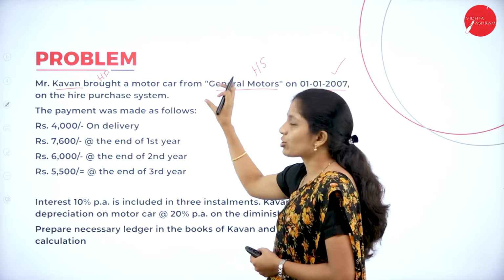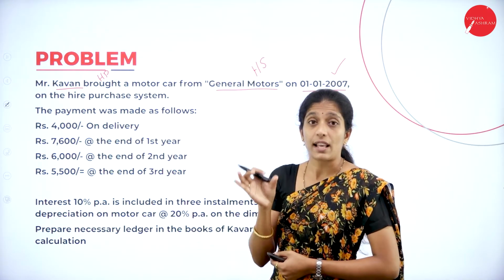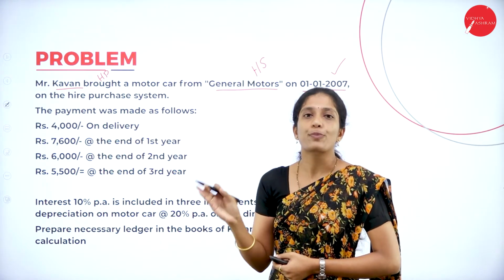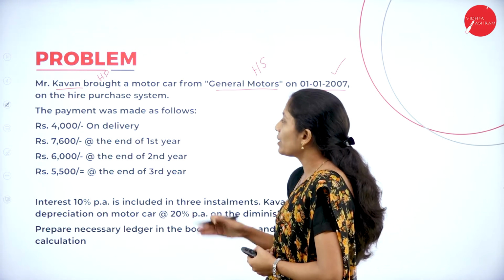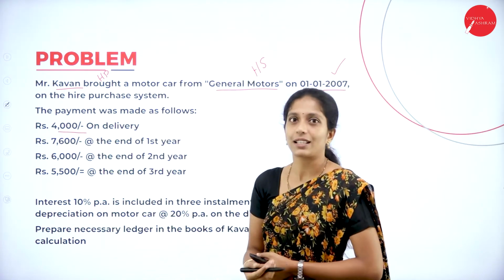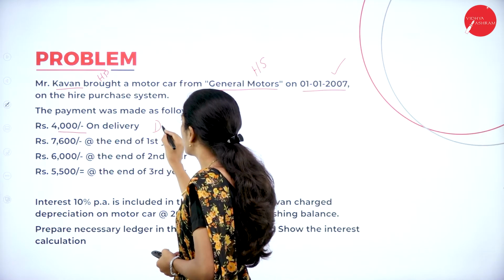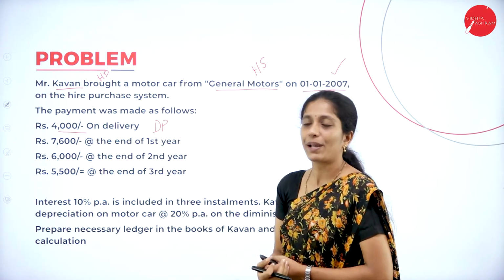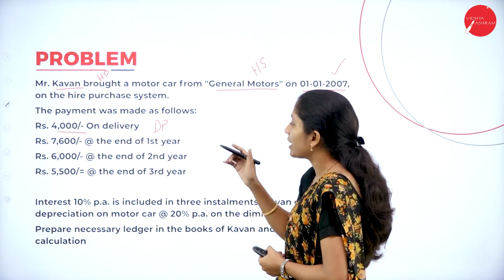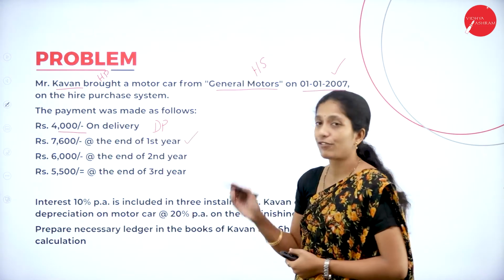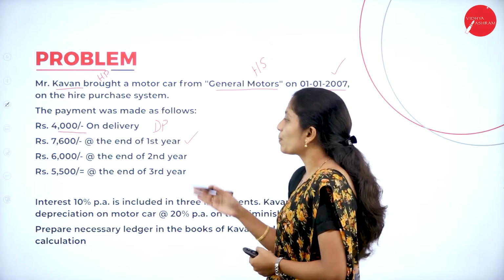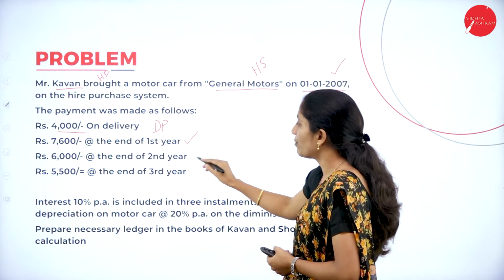Here, they have just told that they have bought a motor car, but they have not told what is the worth of that motor car. In the sense, we don't know the cash price of the motor car. The payment was made as follows. Rupees 4,000 on delivery. That is nothing but down payment. So here they have made a down payment of rupees 4,000 and rupees 7,600 in the end of first year. In the end of first year, they have paid how much? 7,600.